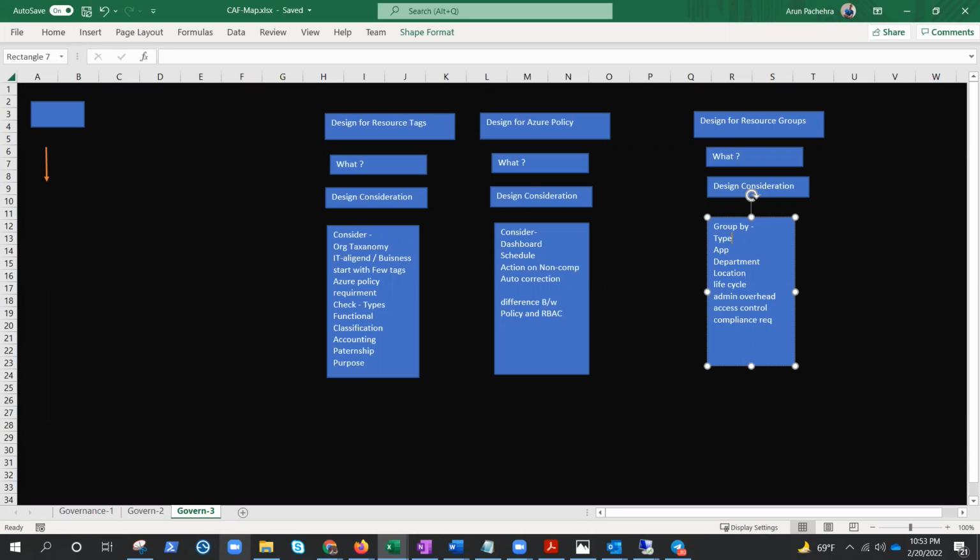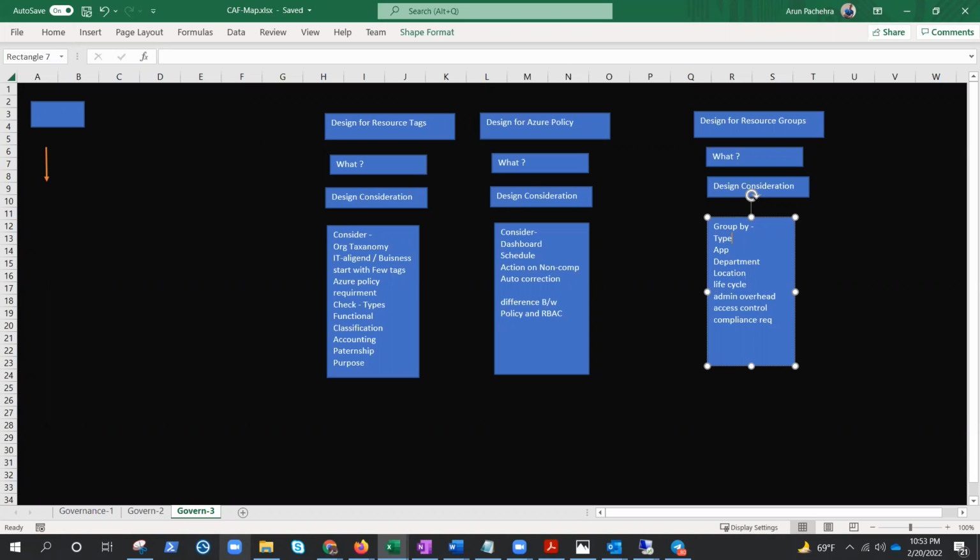Administration overhead. How many resource groups would you like to manage? Do you have centralized or decentralized Azure administrators? Accordingly, you can have those resource groups and apply the RBAC, right? Then, do you need to ensure your resource group metadata is stored in a particular region? Compliance requirement. You think about the compliance requirement.